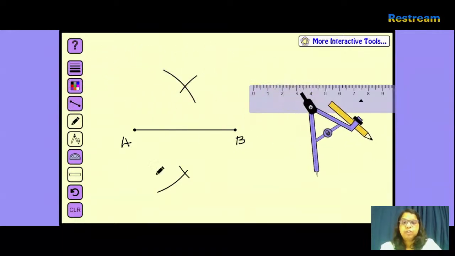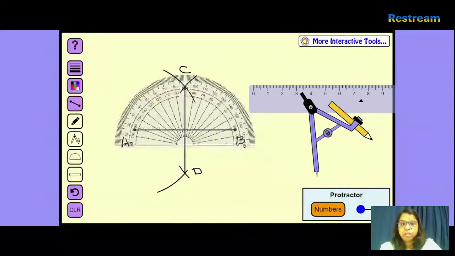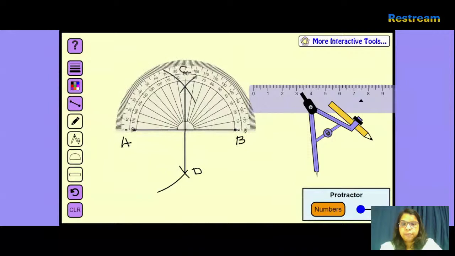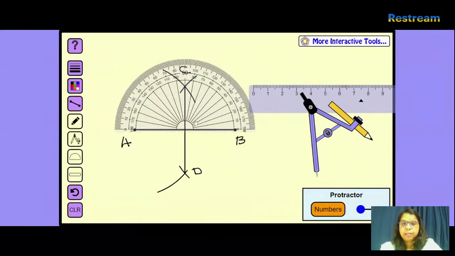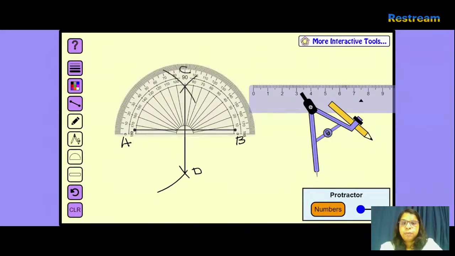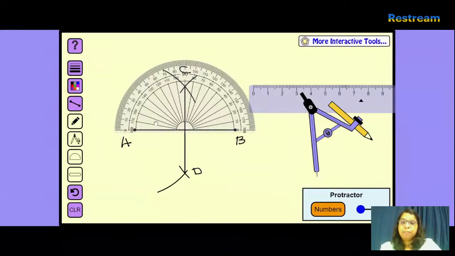If you see, I have these two crosses, and when I join these two points, this line, let's call it CD, is your perpendicular bisector. If you measure this angle here, it is going to be exactly 90 degrees. Once you finish drawing the perpendicular bisector, you have to measure the angle and see if it is perfectly 90 degrees, because there are a lot of things that are going to affect it.